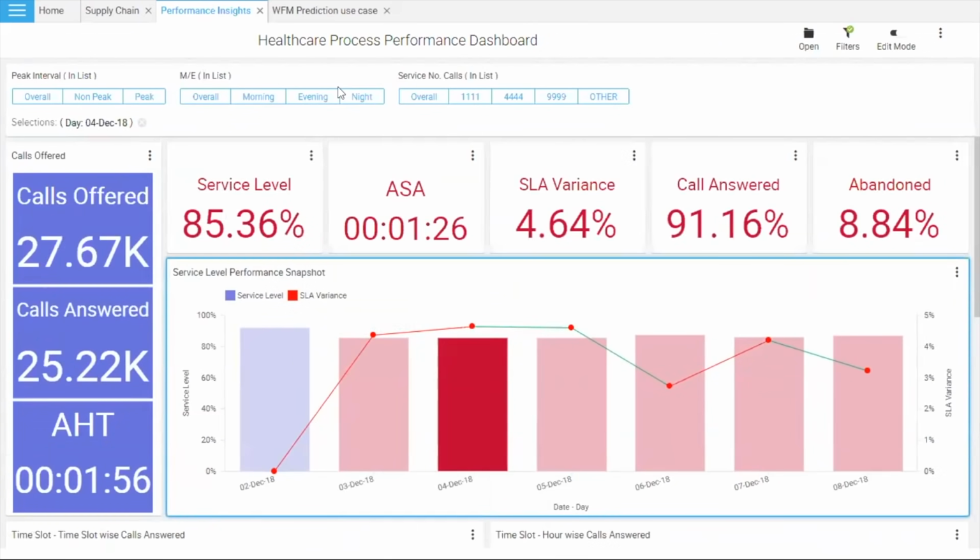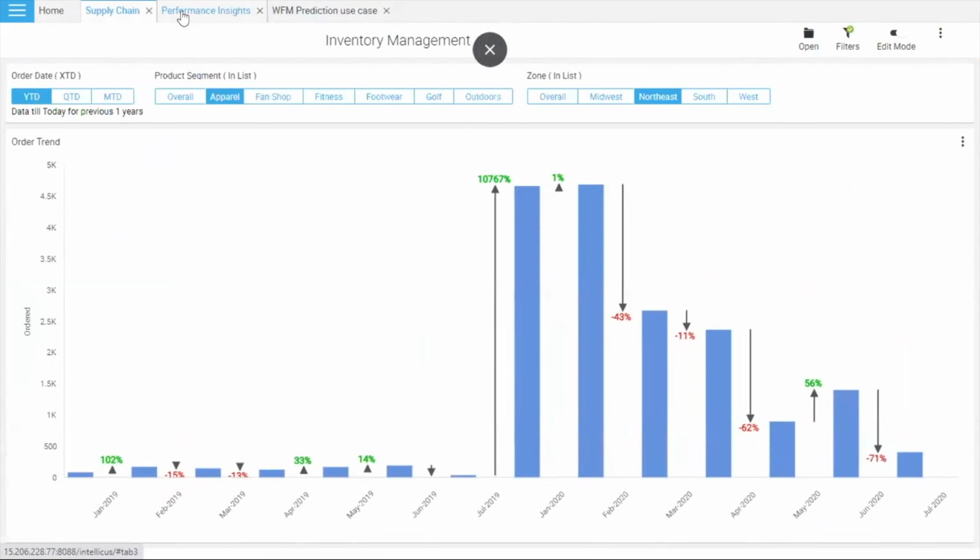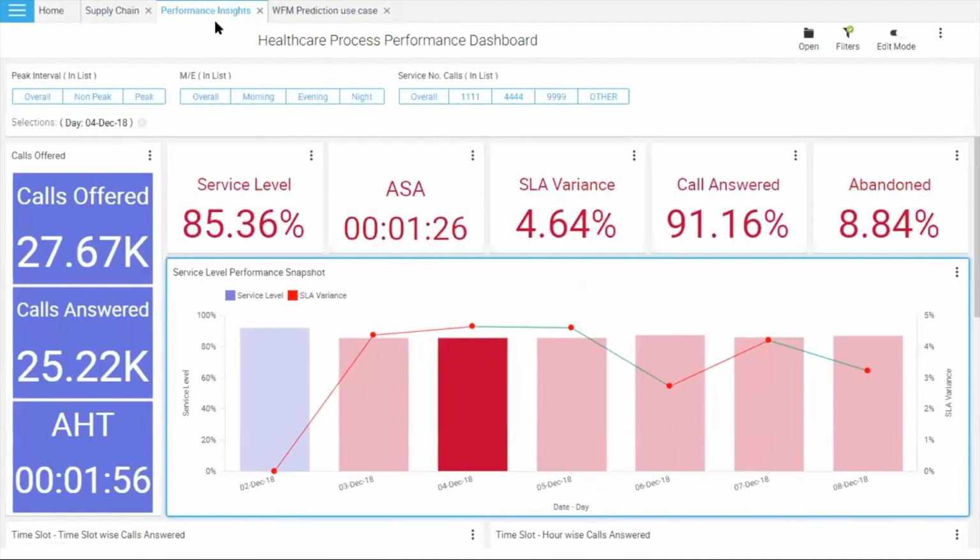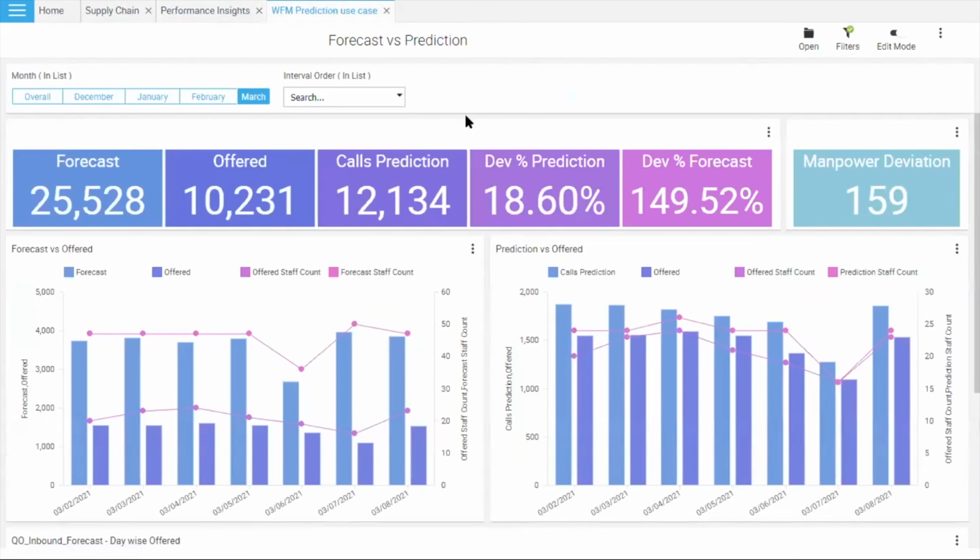Right? Now, we've understood how I would want to look at product-level management in a supply chain. We've looked at how I would want to manage a customer interaction or a customer experience in a performance insight. Now I'm going to move on to another use case, which is going to be a machine learning use case. Now this is the WFM prediction use case.